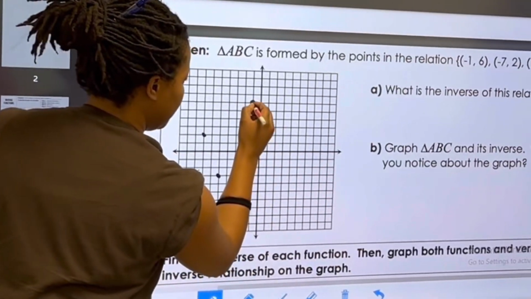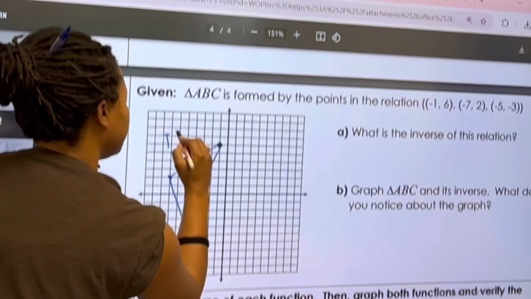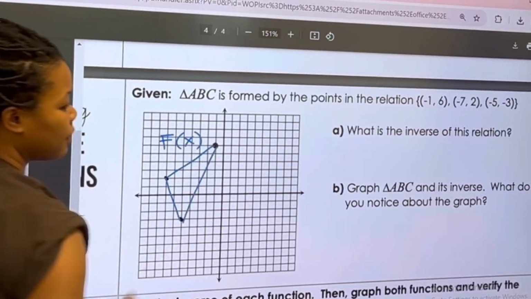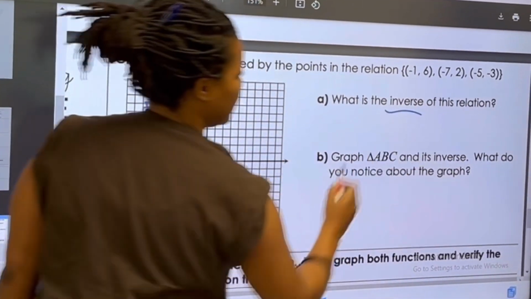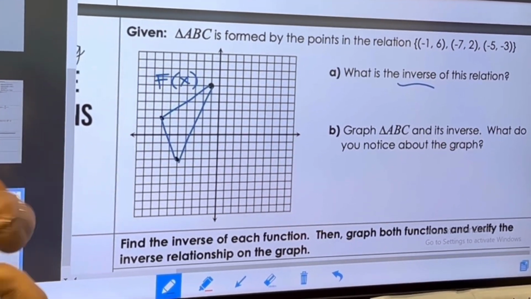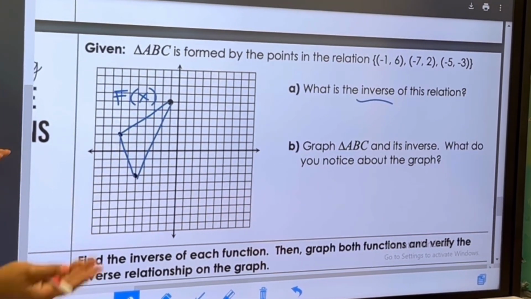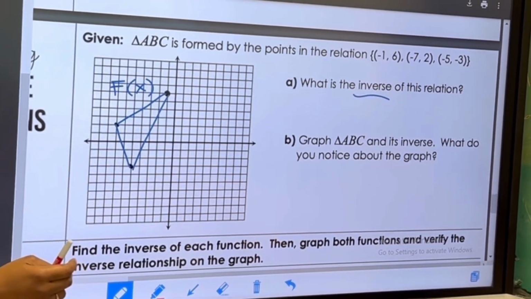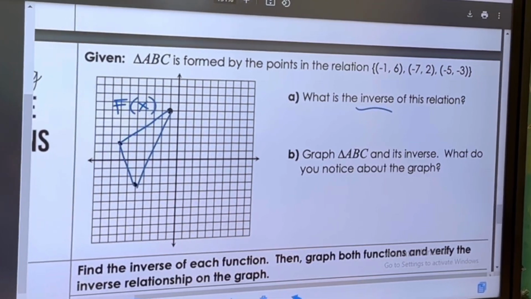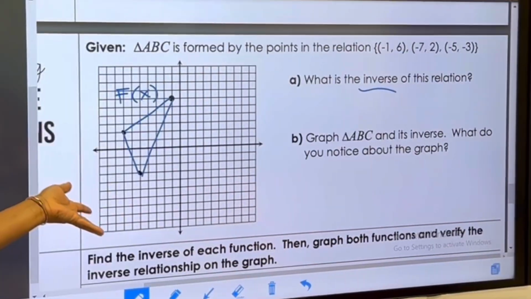I'm going too fast for you guys. I will slow down. There's your original function that's given. It's asking for the inverse. How do you draw the inverse? Who can tell me what the inverse is? Inverse means opposite. It also means what? Swap, mirror image, reflected. So how do you reflect this blue triangle?